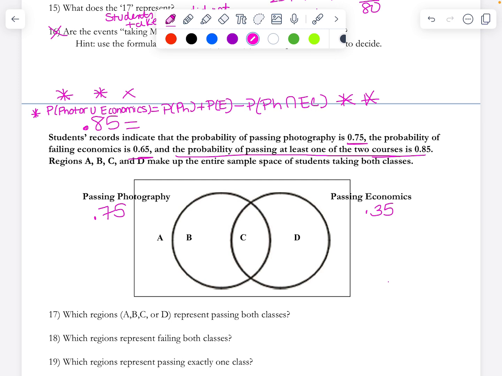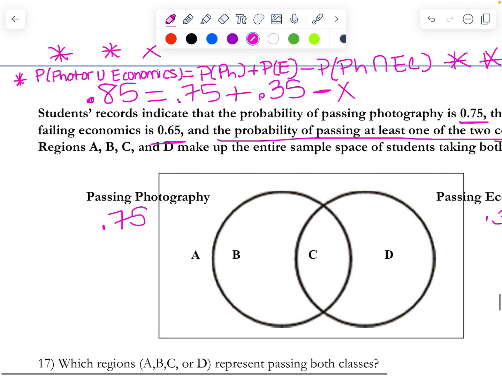Okay, the probability of passing photography is 0.75, plus the probability of passing economics is 0.35. Now, we don't know the probability of both of them. That's the intersection, so we're going to do minus x. That's what we want to solve for, and so this is an equation that we're going to solve for.